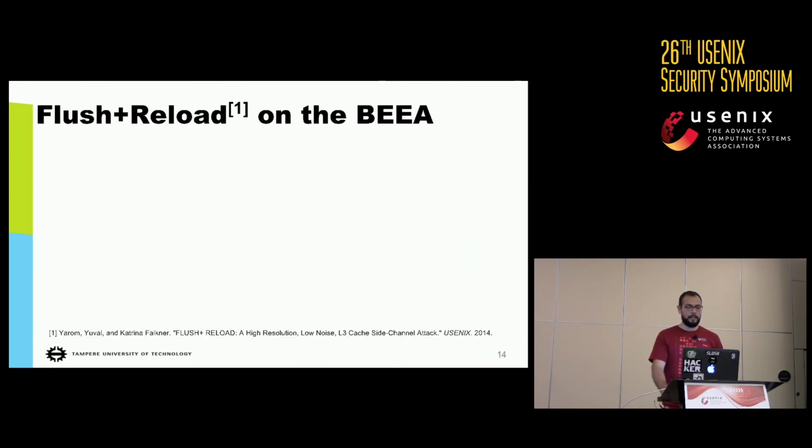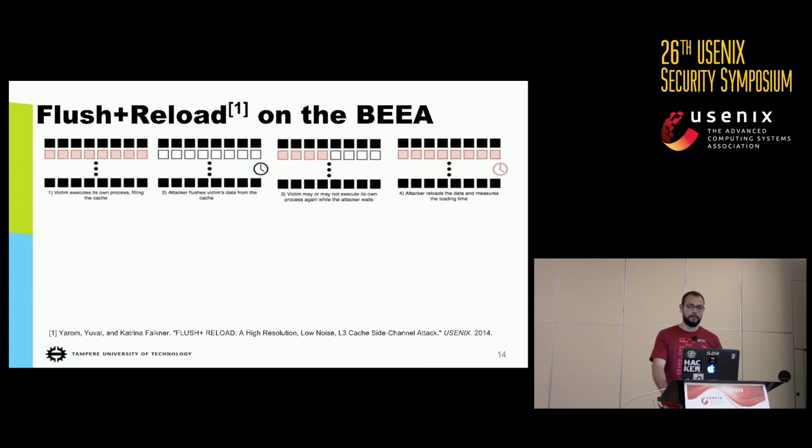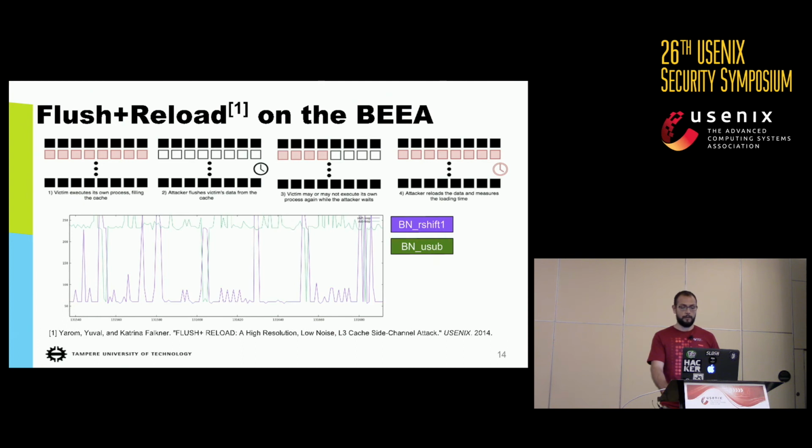So to measure the side channel leakage, we use Flush and Reload. I'm not going to go too much into it, but basically the victim executes its process and fills the cache, the attacker flushes the victim's data from the cache, waits for some time, and then reloads the data and measures the time, compares the difference, and that's the latency. So that's pretty much how the cache looks, very raw.